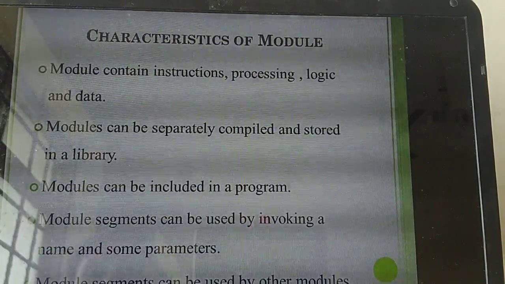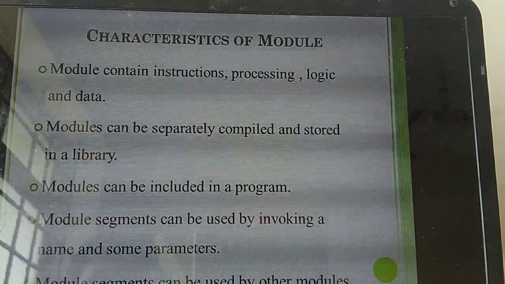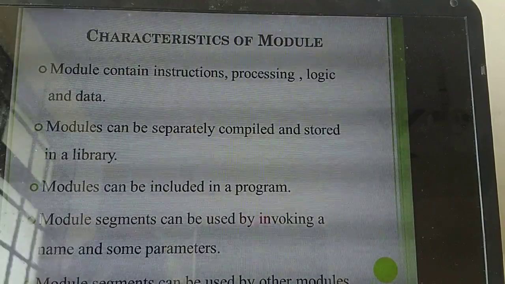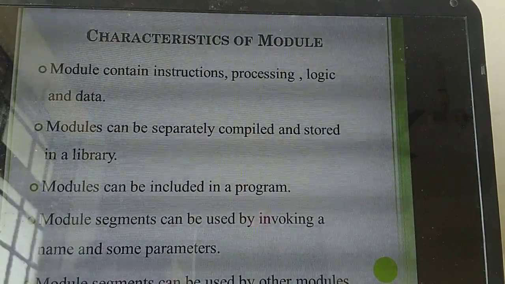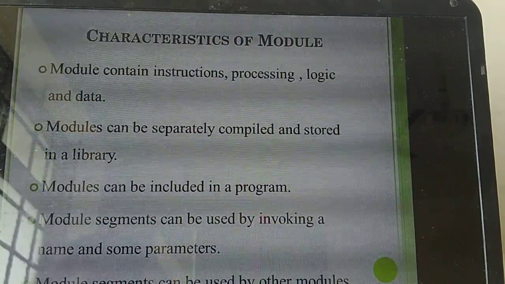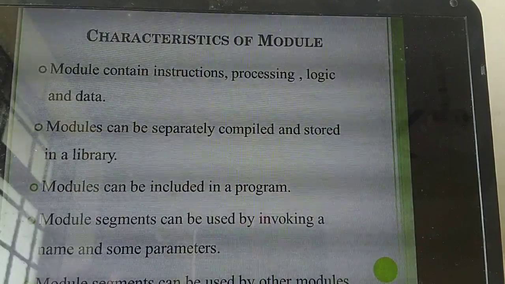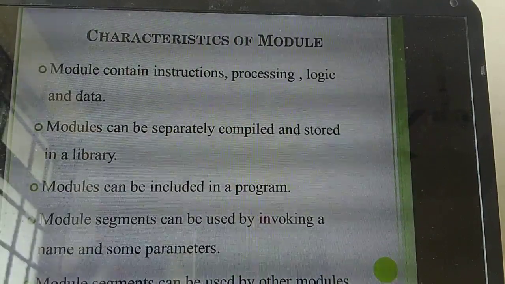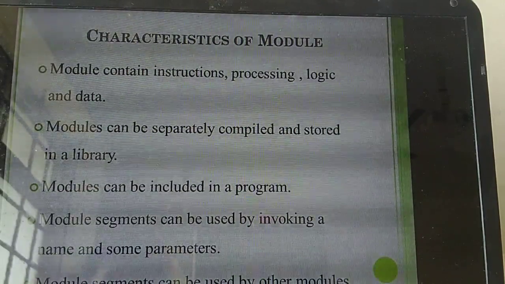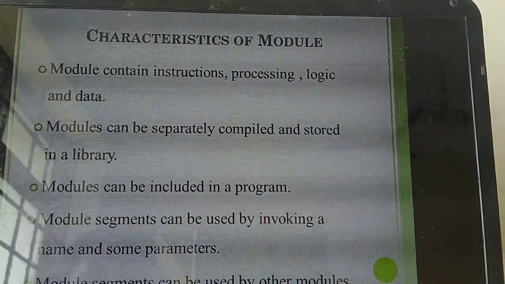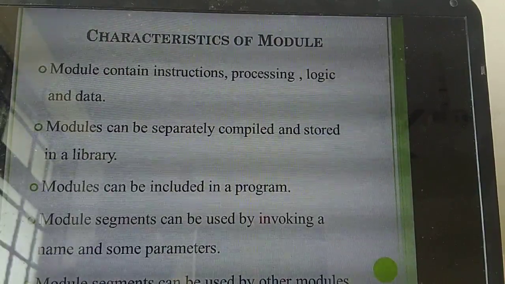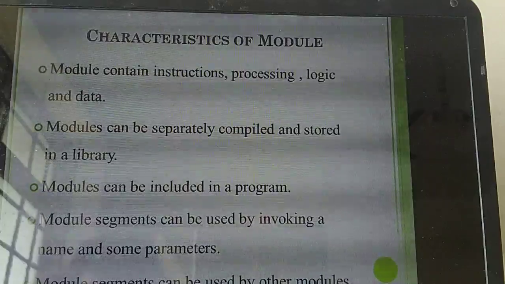The next point is that modules can be separately compiled and stored in a library. Already I said, 200 lines of code I am splitting into 10 lines each. So the first 10 lines you can compile separately, and the next 10 lines you can compile. When you compile the first 10 lines, you will get one output, and you store it in one place. That is called a library. Understand? So modules can be separately compiled and stored in a library.